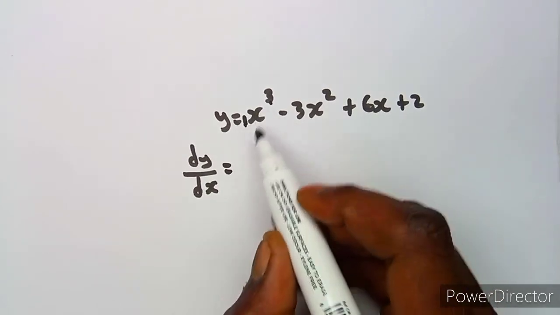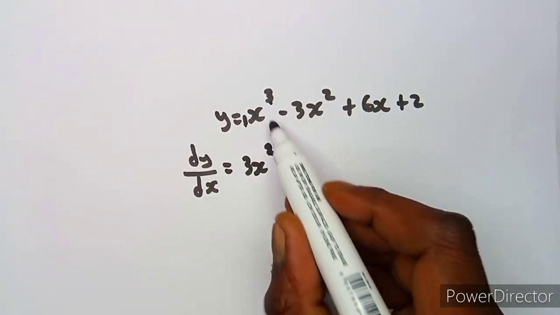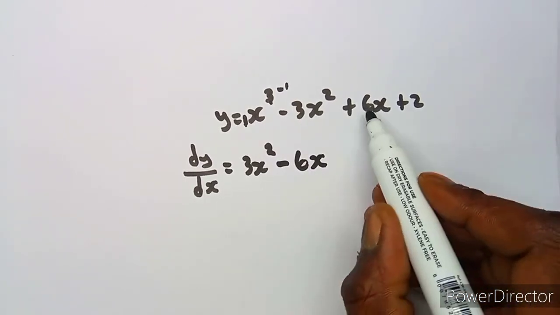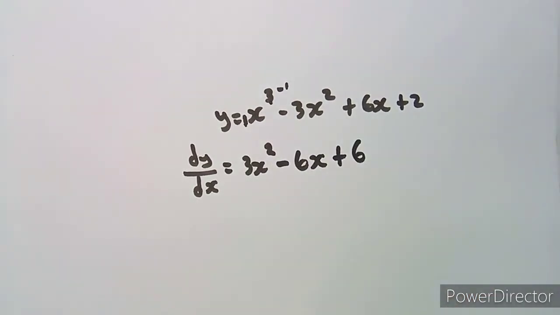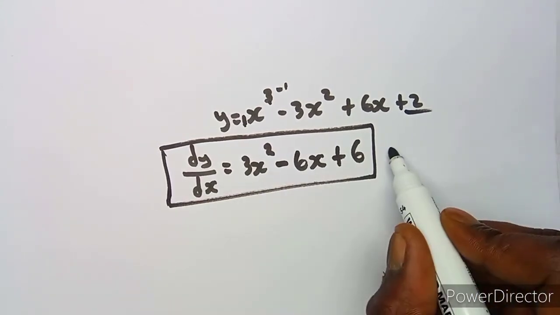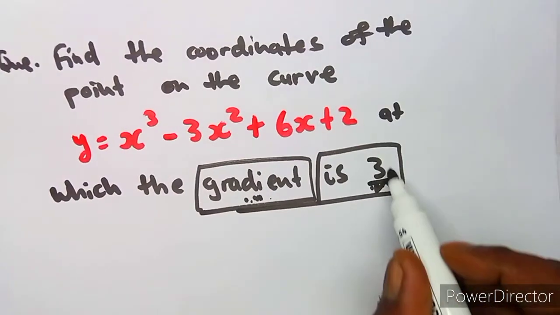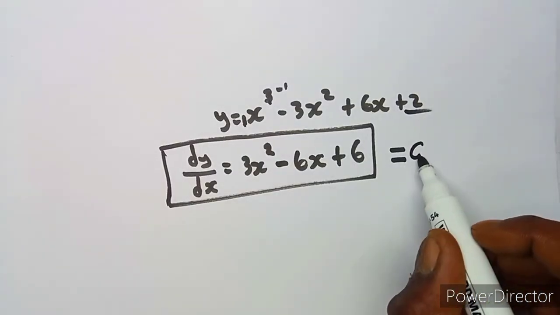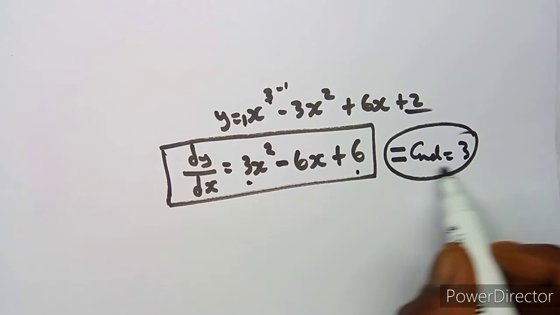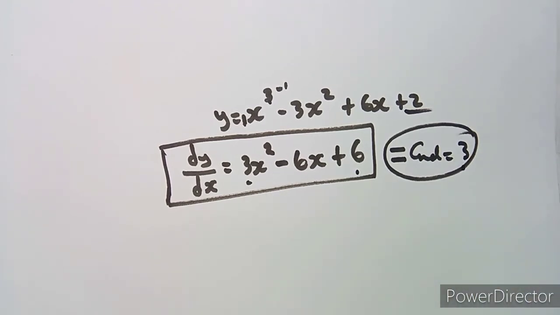So dy/dx is equivalent to what? 3 times x, we subtract 1 from the exponent, so 3x², minus 6x, plus 6. The constant is 0. So this is your gradient expression, this dy/dx, which is equivalent to the gradient that you are given, which is 3.